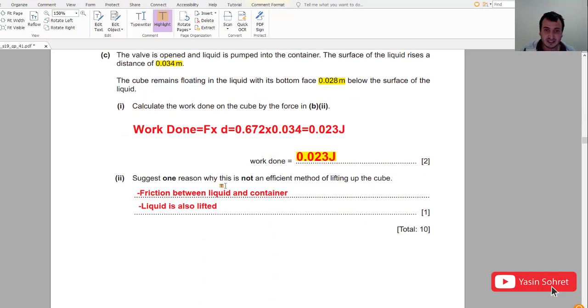Suggest one reason why this is not an efficient method of lifting up the cube. Because while you are lifting the cube, you can also lift the liquid. This is one of the reasons, and another reason is there could be friction between the liquid and the container.